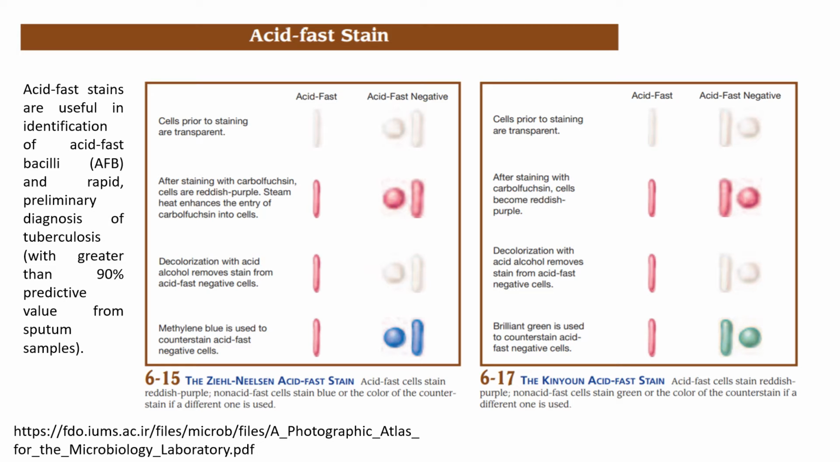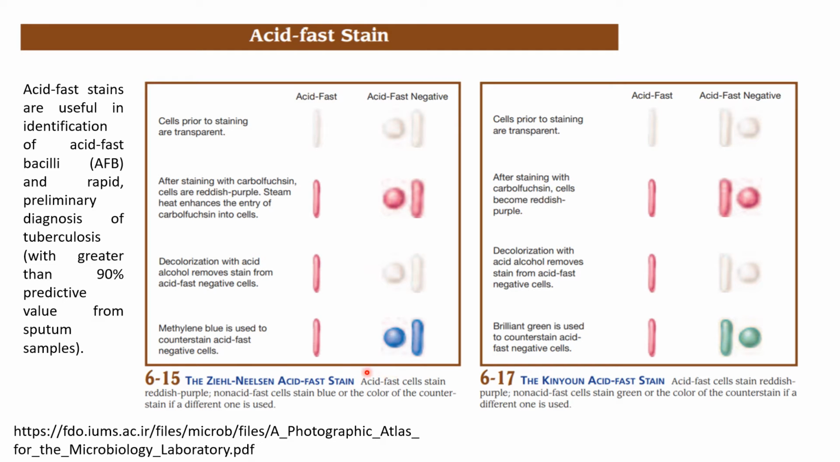So why is it differential staining? We could classify bacteria if they have high mycolic acid content or low mycolic acid content. So mycolic acid is a waxy substance. That's why it gives acid-fast cells higher affinity for the primary stain and resistance, of course, to decolorization by acid alcohol solution. Okay, so there are a variety of acid-fast stains. Of course, we have here two examples.